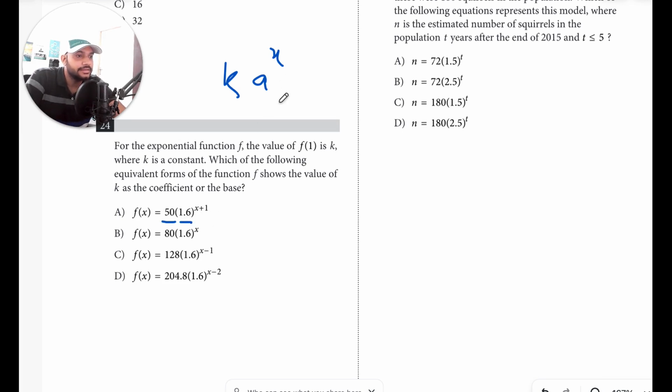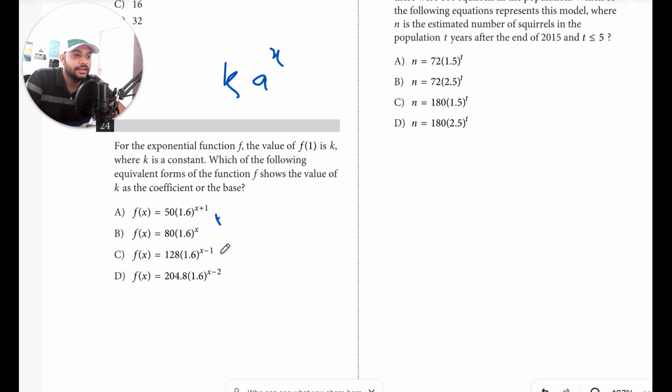Let's see which value is coming out to be exact. F of 1, x raised to the power 1, we get ka. Let's not use k, maybe we use something else. Let's look at the options directly, because we have too many variables here. K and a both are variables. 50 times 1.6 raised to x plus 1. If I do f of 1, this would become 50 times 1.6 raised to 2. Not correct. 80 times 1.6 raised to x, or raised to 1, again this is going to be 10.8.